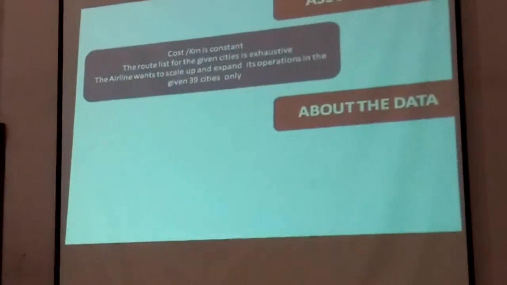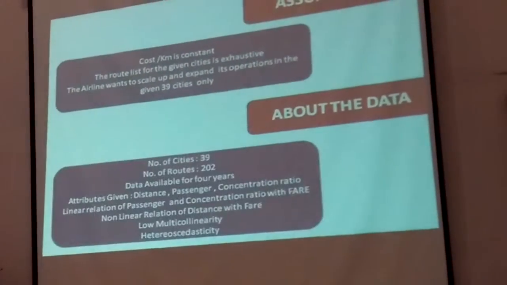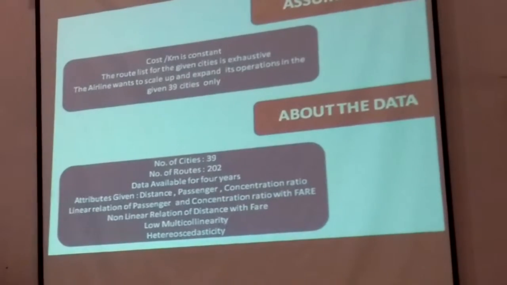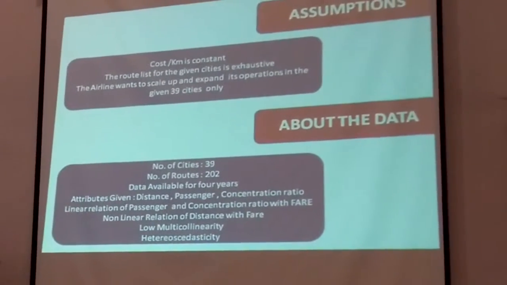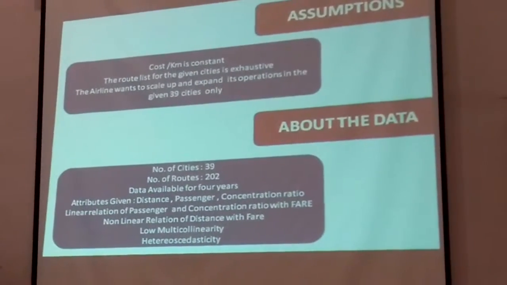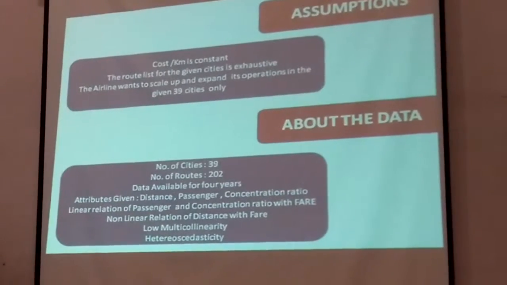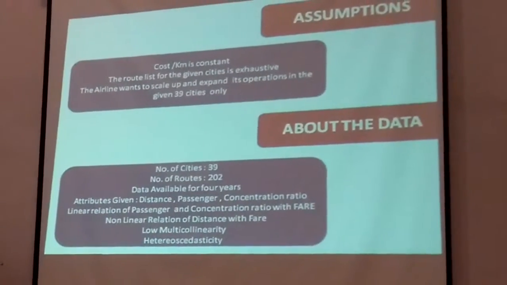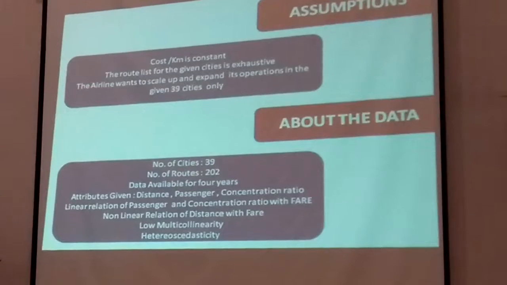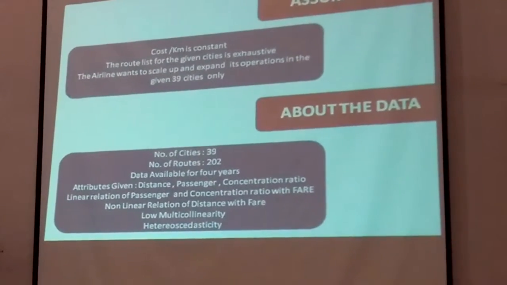Now next, having a small brief about the data. Total number of cities that were taken were 39, number of routes 202. Data was available for 4 years, and the attributes that were given to us were distance, passengers, and concentration ratio of the biggest market share.